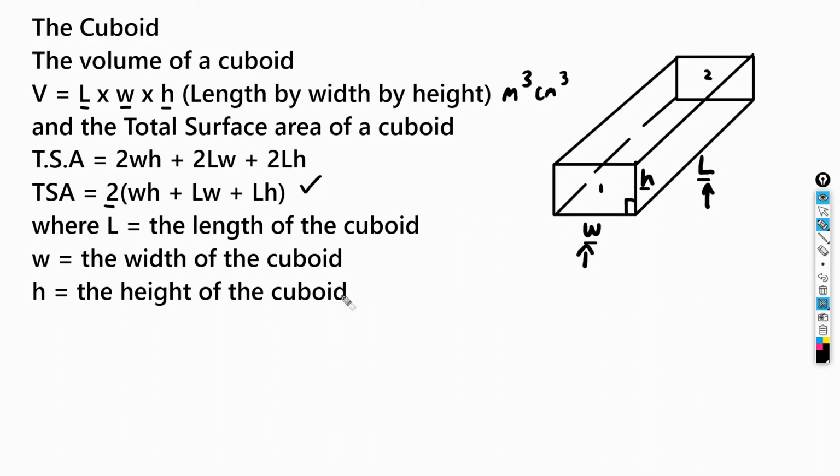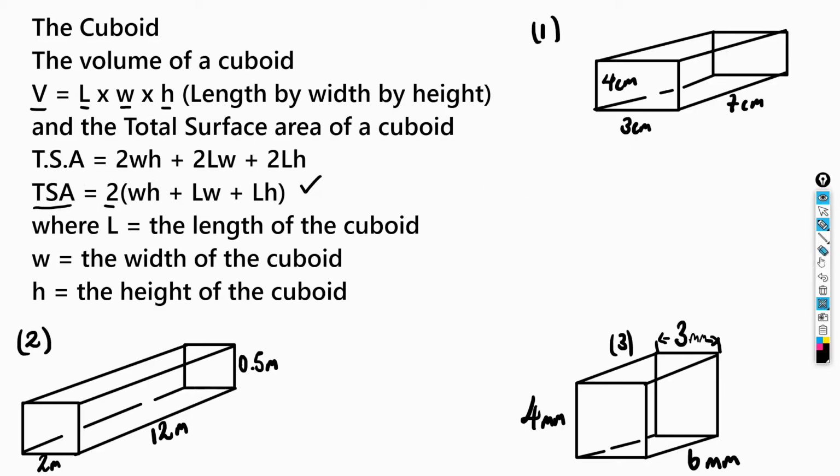So great. All right, guys, so that's the cuboid in a nutshell. It's very simple, very similar to the cube as well. All we need to do now is do some examples about how to find the volume and how to find the total surface area. All right, guys. So you know I love to do 3 examples. Let's jump right into 3 examples.